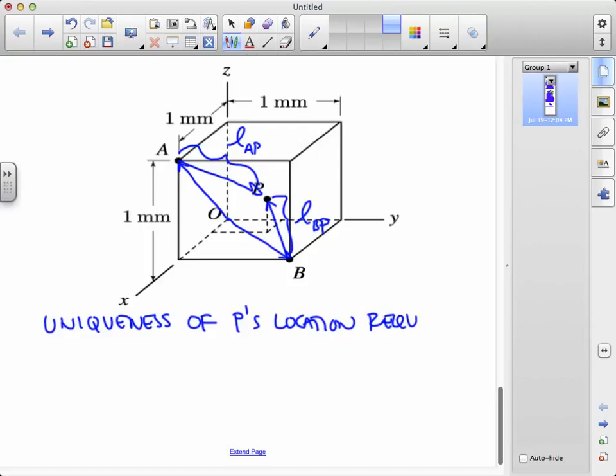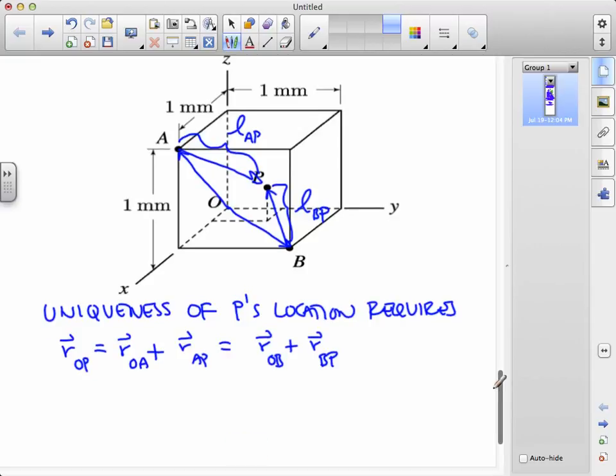This requires that ROP has to have one value whether we write it as ROA plus RAP or whether we write it ROB plus RBP. Either way, we have to arrive at the same location.